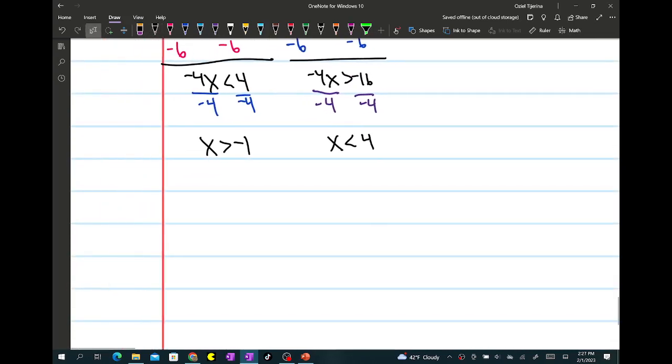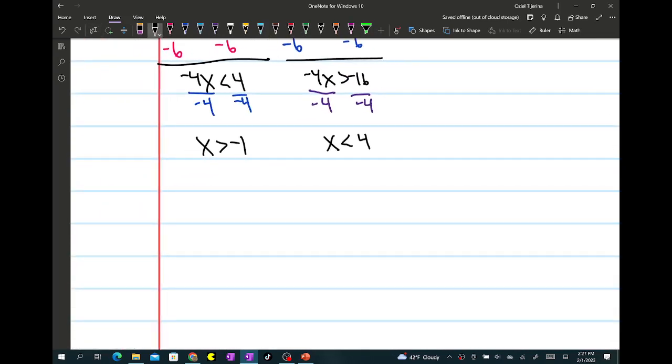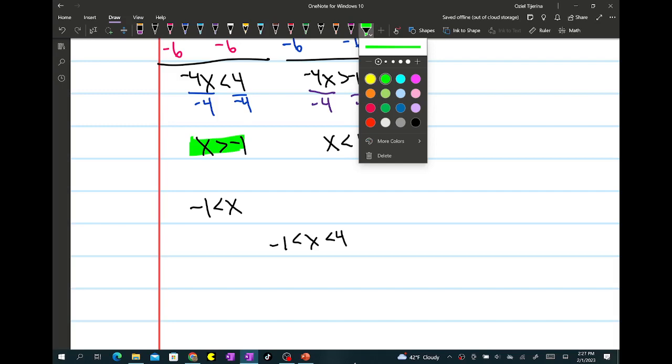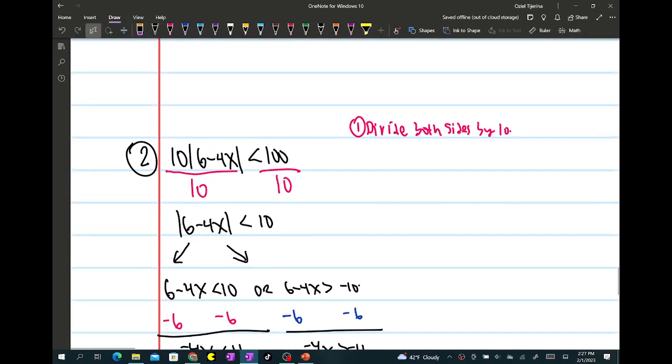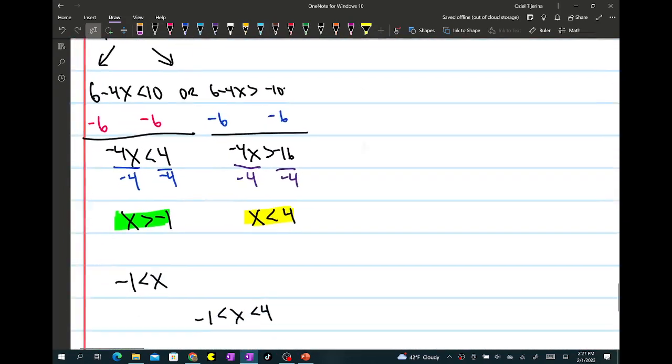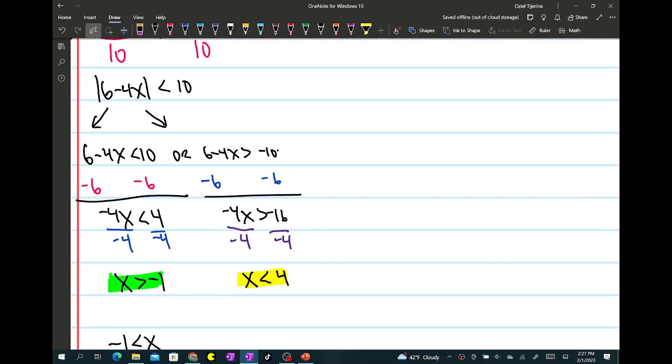So if you think about it, we know that negative 1 is less than x, and we know that x is less than 4. So we can say negative 1 is less than x is less than 4. If that's something you don't understand, you can literally just graph both of these inequalities and you will see exactly what I mean. We're going to go ahead and check them because there's always a possibility of there being either all real solutions or no solution.